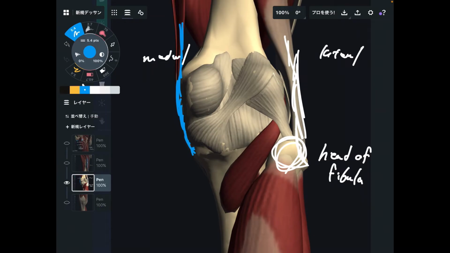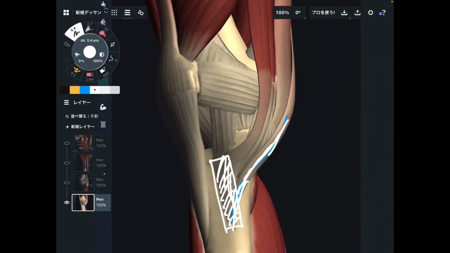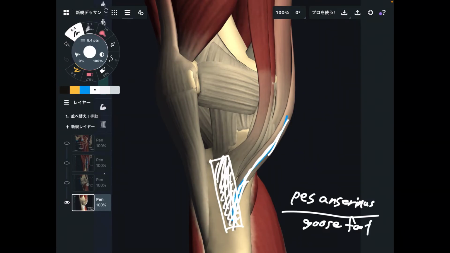It's a little bit hard to see from this angle. So let me change the picture again. This is the medial view. This is semitendinosus that attaches to this area. In this area, three muscles attach here. What is the name of this area? This is pes anserinus. Pes anserinus means goose foot. That's a Latin word, goose foot, pes anserinus. Semitendinosus attaches to pes anserinus.